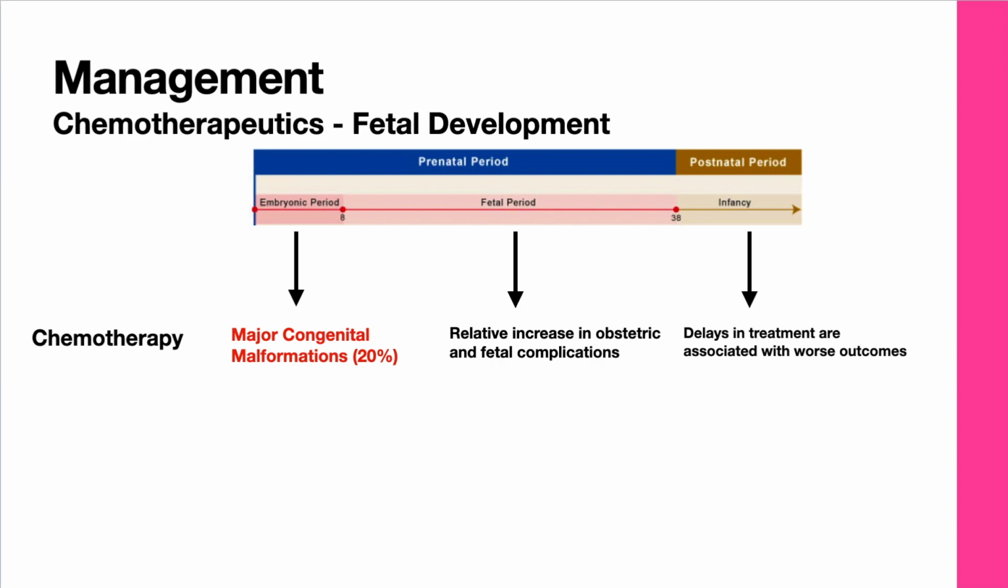But during the fetal period, from that week to 38, technically is when you can start to give chemotherapy. Obviously, the cutoff is going to be around 34, 35, and I'll explain why afterwards. And then there's the postnatal period.